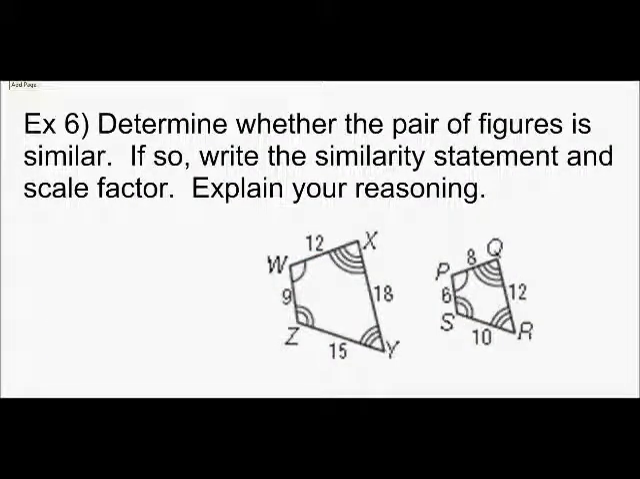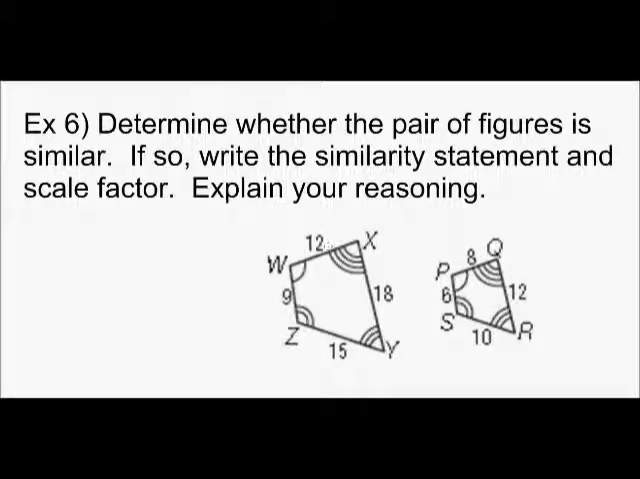Example 6. Determine whether the pair of figures is similar. If so, write the similarity statement and scale factor. Explain your reasoning. Okay, so the first thing I want to check here are angles. Since I have 4 angles per figure, I should have 4 pairs of congruent angles. And I'm going to use different colors to mark which angles go together.